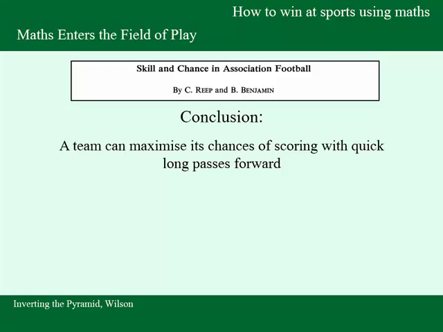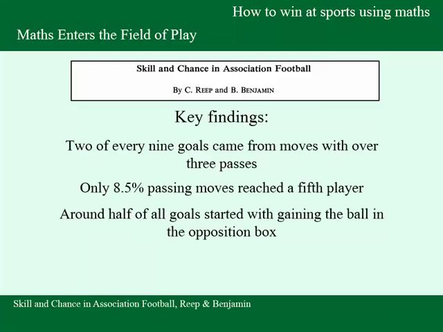And this is the mistake. They've effectively proved the opposite, but I'll go back to see why. They're saying that passing is bad. The more you pass, the less chance you've got of scoring. But they made a huge statistical error. 8.5% of passing moves reached a 5th player. In other words, they've had at least 4 passes in them.